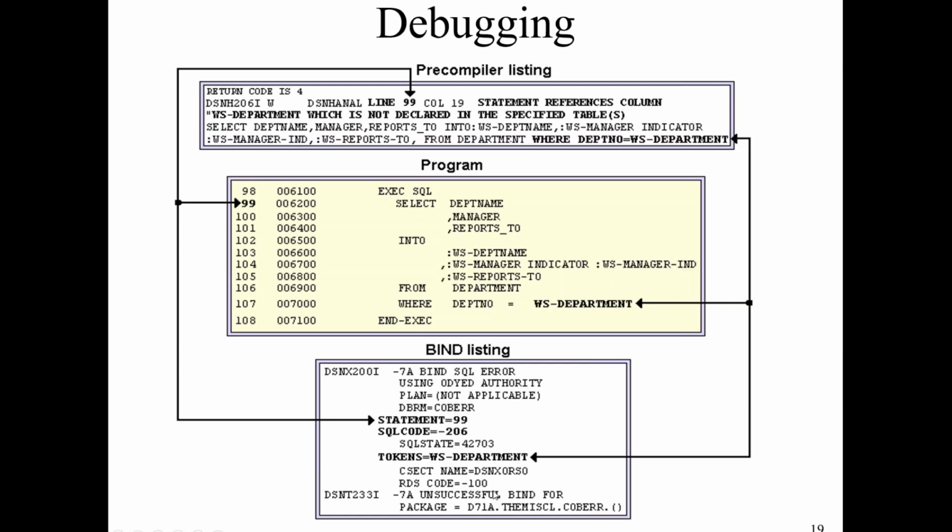So this is kind of important to know. You need a bunch of pieces to put together. You need to know what the SQL code means, either QuickRef it or look it up in the book, and the statement number, go back to the precompiler to find out where the problem actually was.